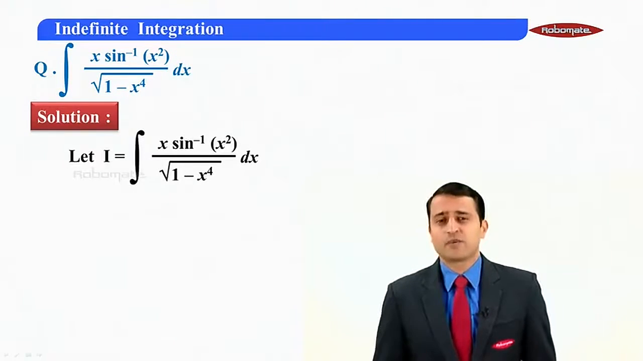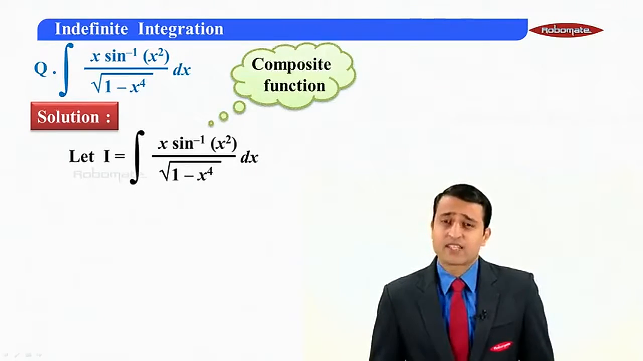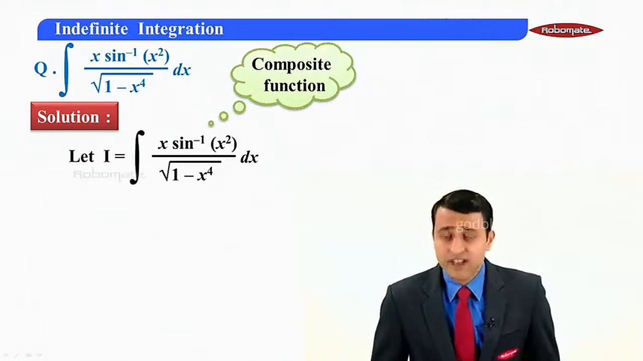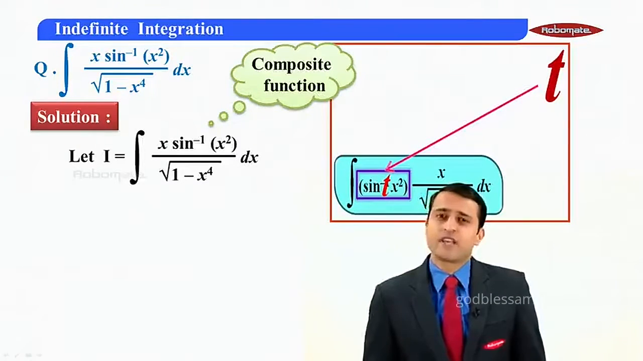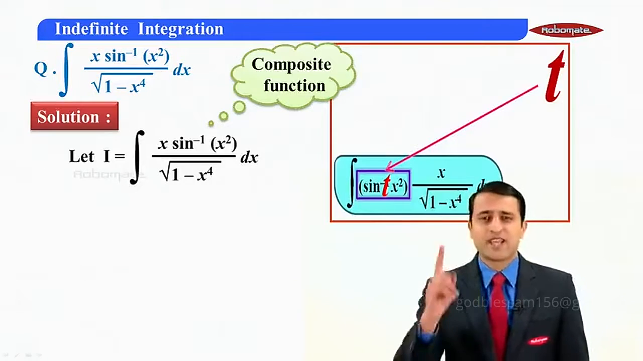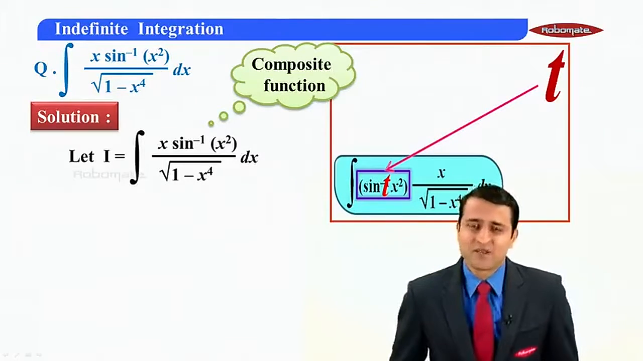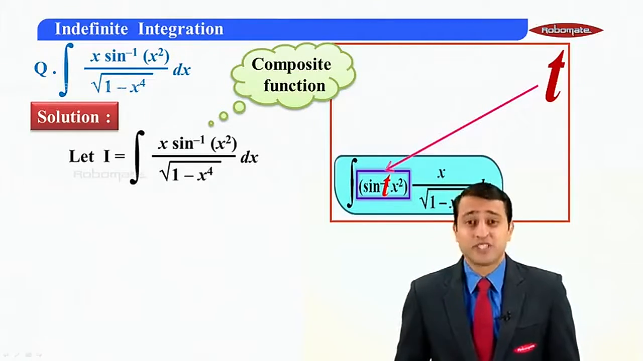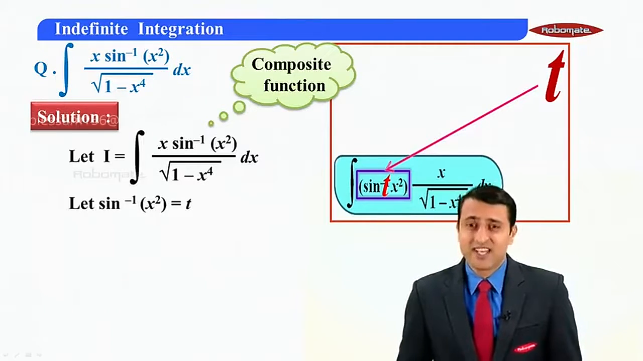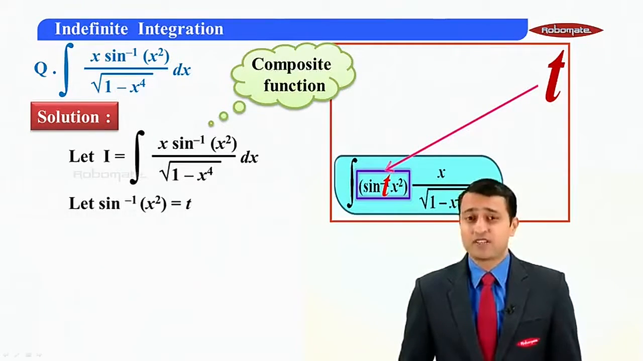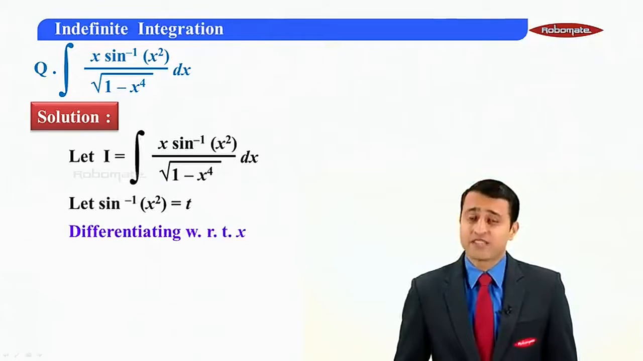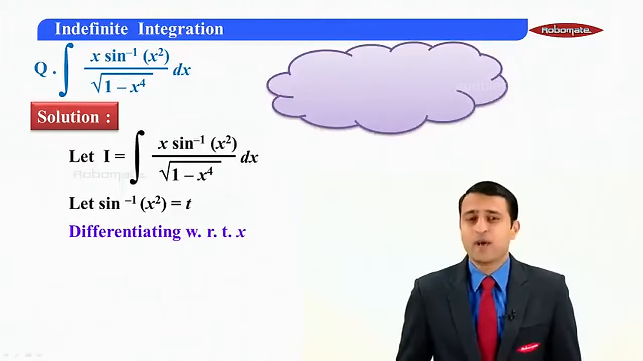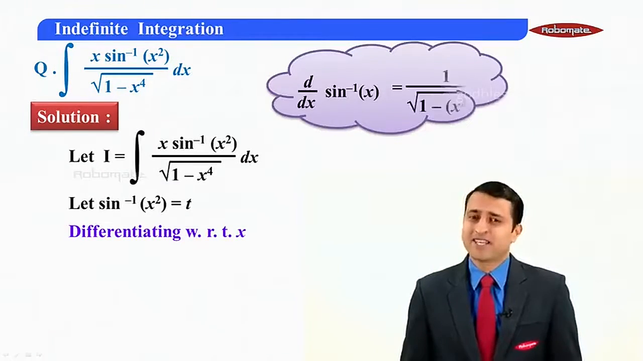Now, what are we supposed to see here? We know that sine inverse of x square is a composite function and the derivative of sine inverse x square is also there. So I can substitute sine inverse of x square is equal to t. Is that okay, students? Now what is the derivative of sine inverse x? The derivative of sine inverse x is 1 upon root of 1 minus x square.